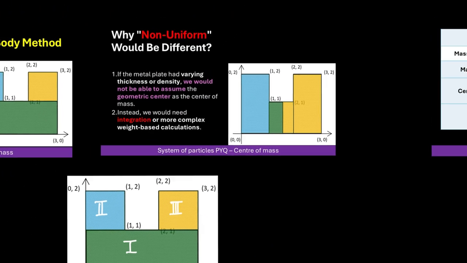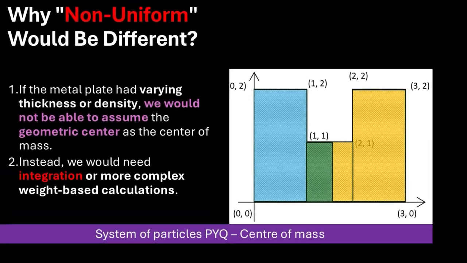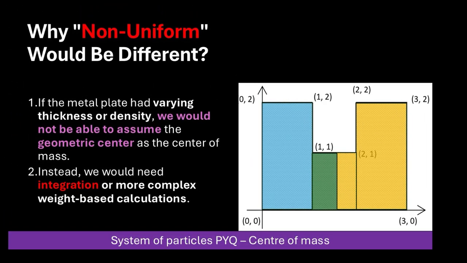Now, all of this is clear, but what comes to our mind is what would be different if the question had said non-uniform? That's why we consider the questions at the JEE Advanced level and some of them at the JEE Mains level as well. If the metal plate had varying thickness or density, we would not be able to assume the geometric center as the center of mass. See, that's where the significance of geometric center comes into picture. So, if the plate is of uniform density, the geometric center would coincide with the center of mass.